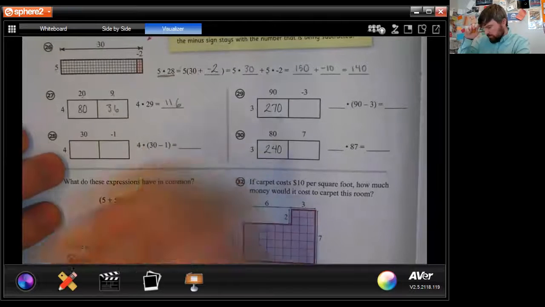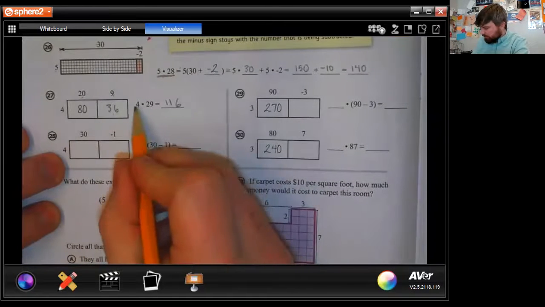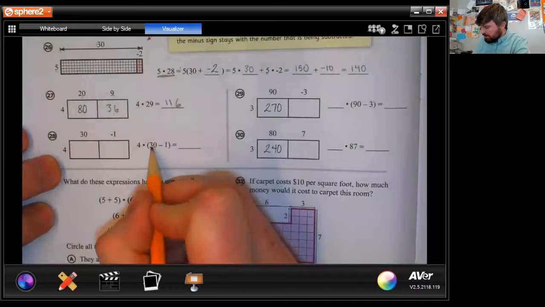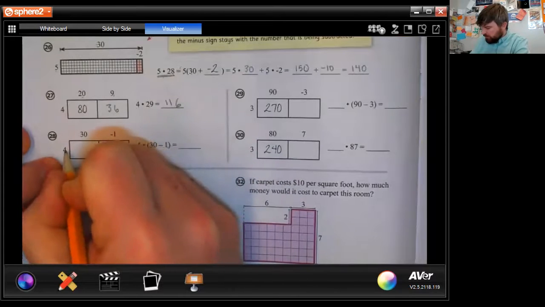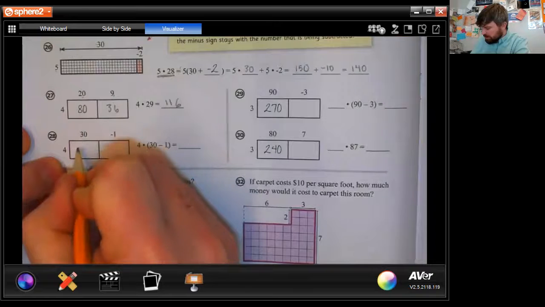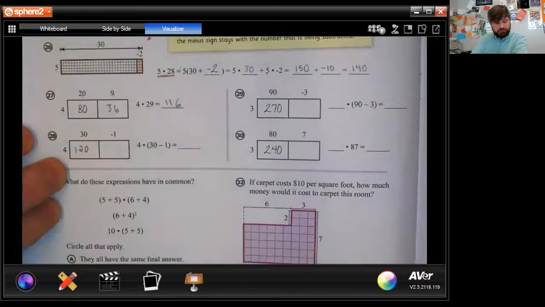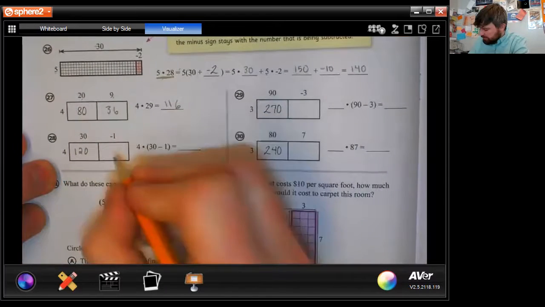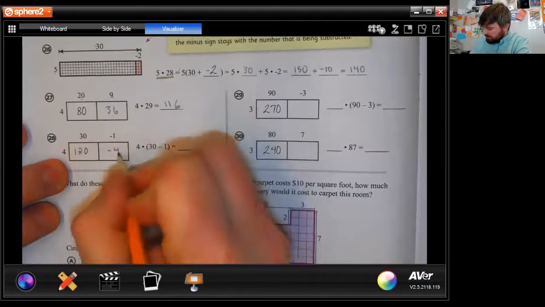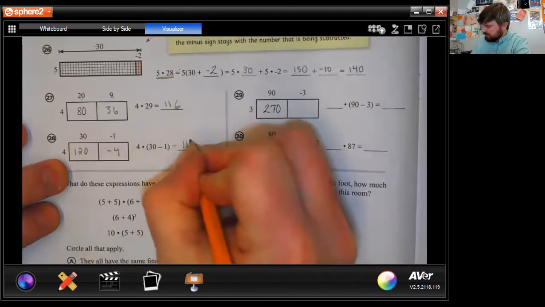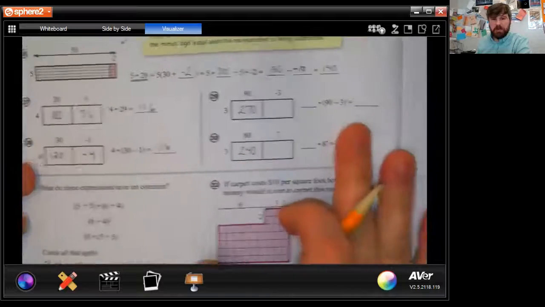Here we've got the same problem, 4 times 29, but here they did 30 minus 1. So 4 times 30 is 120, and 4 times negative 1 is negative 4. So you have 120 minus 4, which is 116. Again, you get the same answer here.